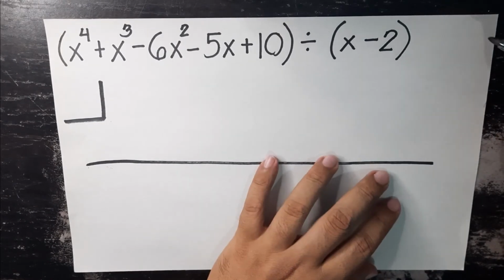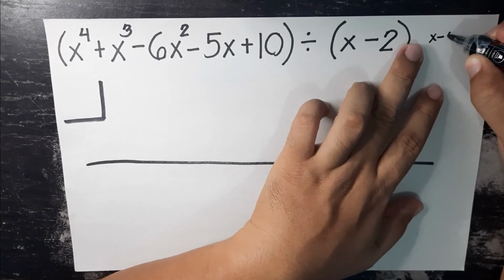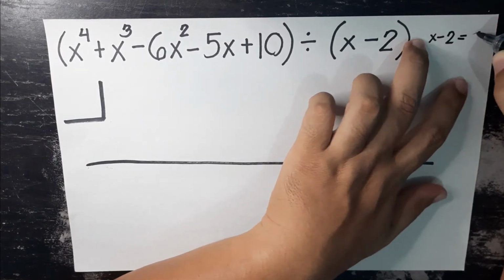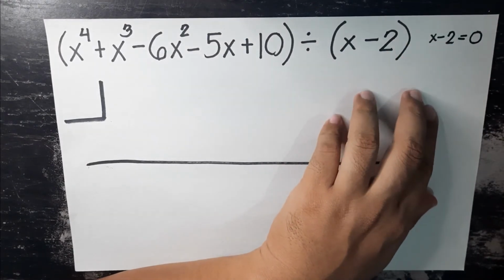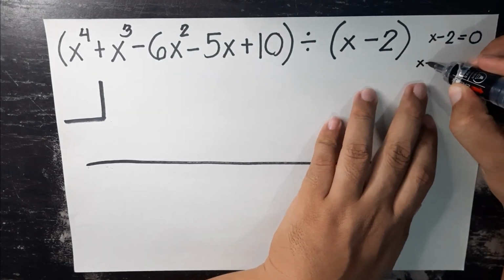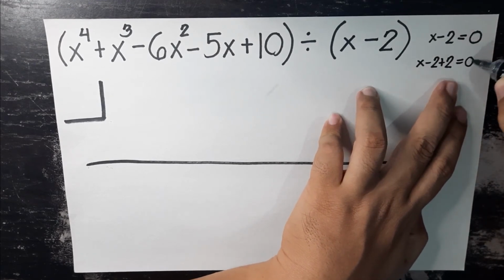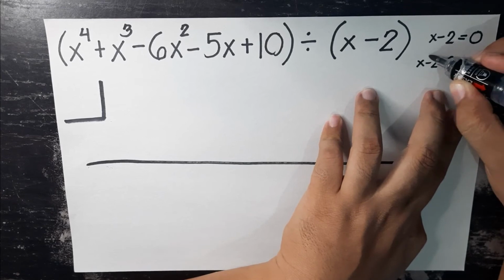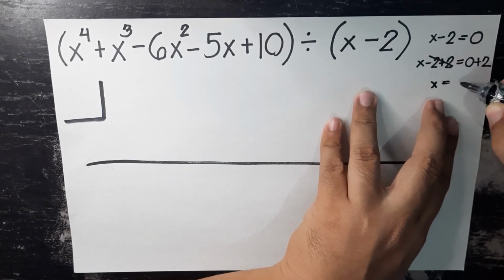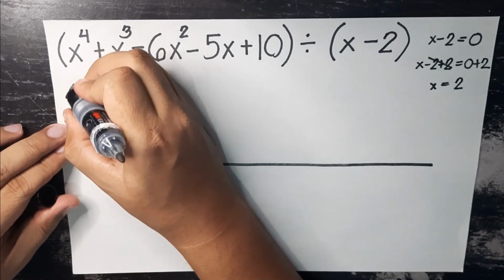Again, let's equate the given divisor to 0. X minus 2 is equal to 0. We have to eliminate this negative 2, so we will add 2 to both sides. So x minus 2 plus 2 is equal to 0 plus 2. Cancel, so we'll have x is equal to positive 2. So we'll write positive 2 here.